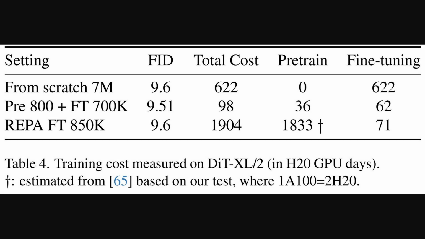So besides beating other methods like REPA on performance, as we saw, Table 4 here really drives home the efficiency point. It shows the training cost in GPU days for the DiT-XL/2 model to reach a target FID score around 9.5 or 9.6. You can see training from scratch costs 622 days, and REPA is estimated at over 1,900 days. But the USP approach, combining its pre-training and fine-tuning, gets there in only 98 GPU days total. So it's not just better, it's way cheaper computationally.